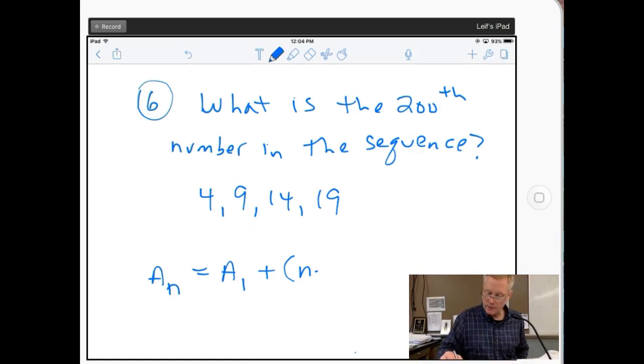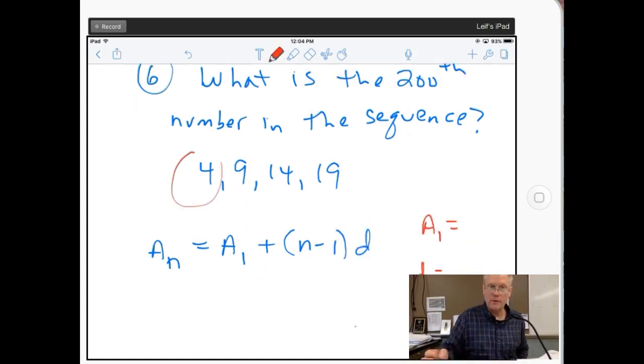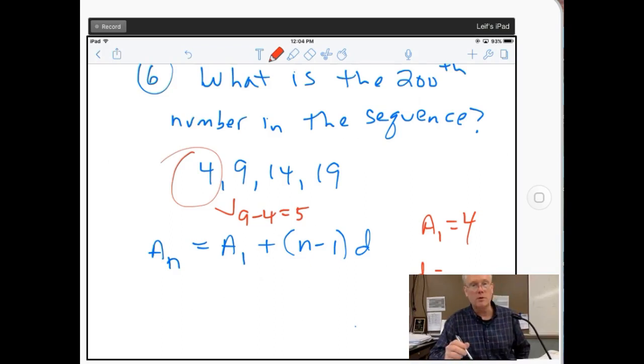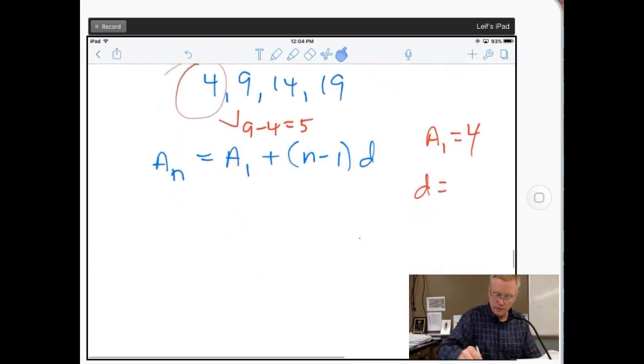Now I need a couple things. I need a of 1, I need d. A of 1, that's the first number in the sequence, 4. D is the common difference. Remember, if you subtract 9 minus 4, you'll get the common difference. They better all be the same too. This one says it's a sequence, so you can probably assume it. But you could have done some math quickly, gone 14 minus 9 is also 5, 19 minus 14 is 5, which means the common difference is 5.